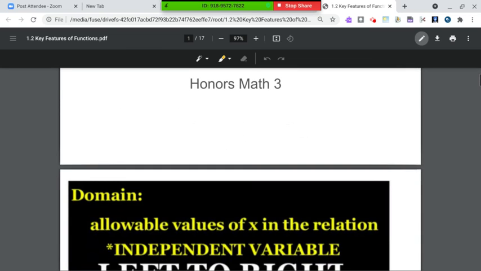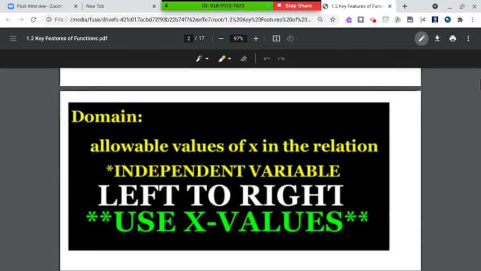So, key features of functions. First thing that we're going to look at is the domain and range. The domain refers to the allowable values of x. So basically, what x values work within the relation. X values refer to your independent variables. In order to read the domain, you read the graph from left to right.